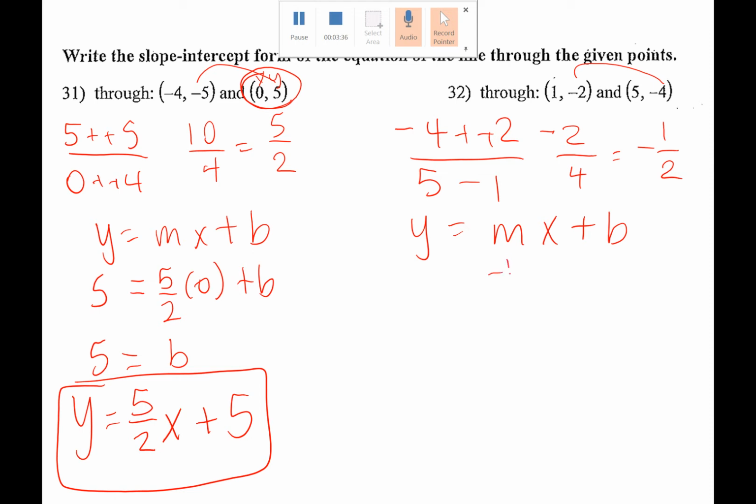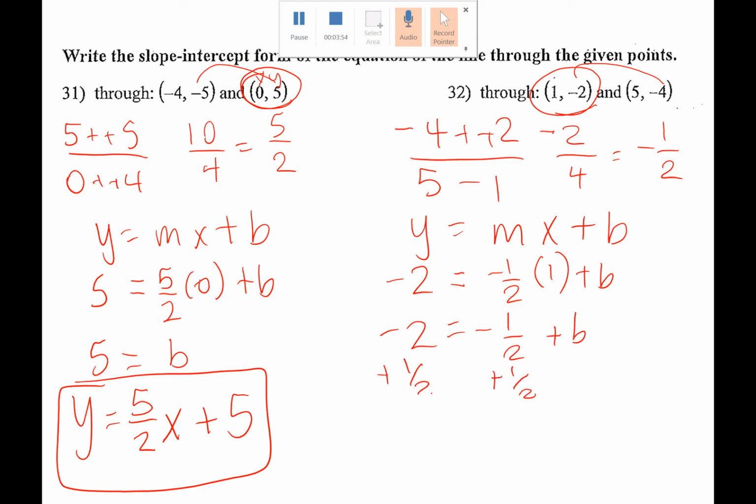So m is equal to negative 1/2. I'm going to use this point right here just because it looks a little bit easier. They're smaller numbers. So x is equal to 1, and y is equal to negative 2. So that means negative 2 is equal to negative 1/2 plus b. I'm going to add a half back to that. So I'm going to get negative 2 plus a half, which is negative 1.5, is equal to b. So I could say y is equal to negative 1/2 x minus 1 1/2, or negative 3/2 would be the same thing.